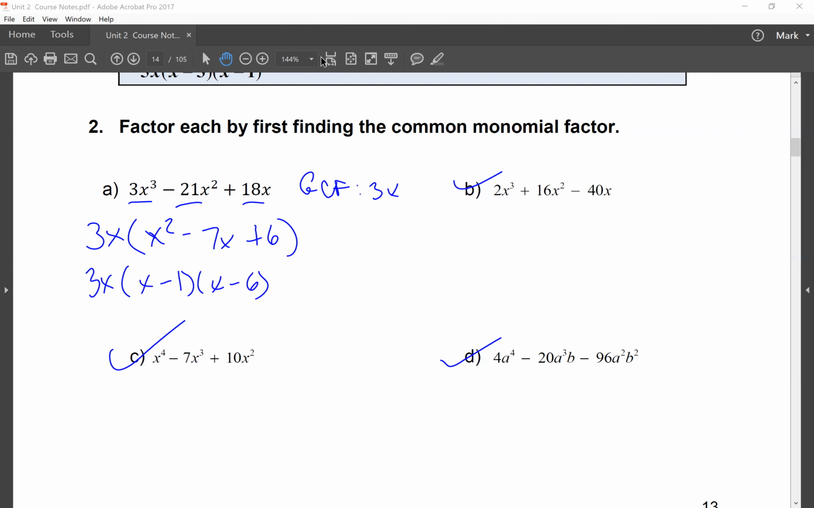Sorry, and I just put the answer up for A. I didn't write it down. I was talking, but yeah, x - 1, x - 6. That's a tricky one, or that was tricky for my brain anyways. So yeah, try B, C, and D, and we'll check your answers in a minute.